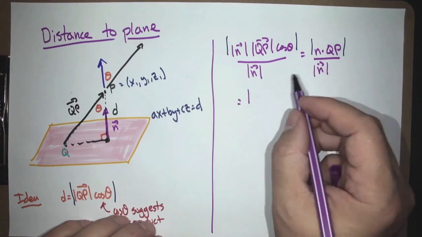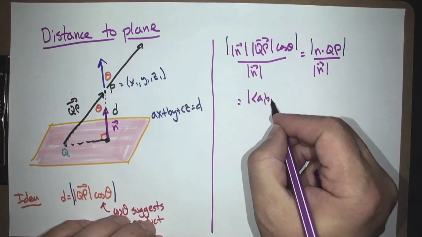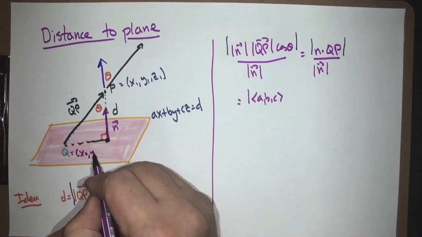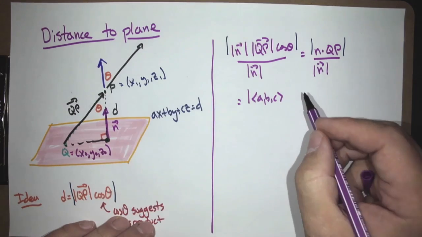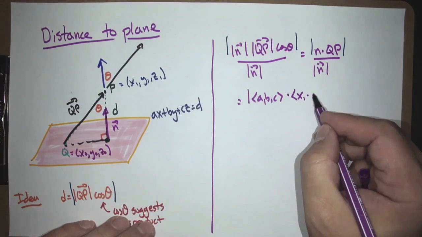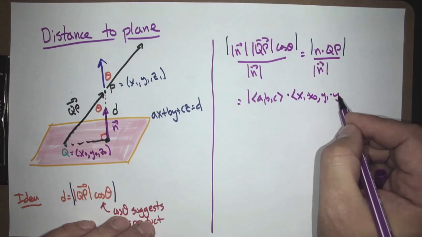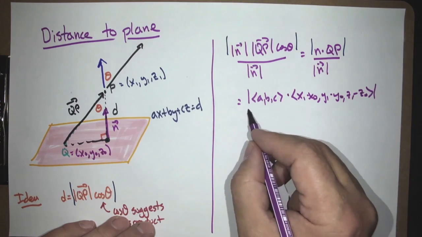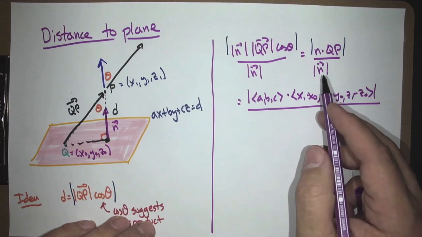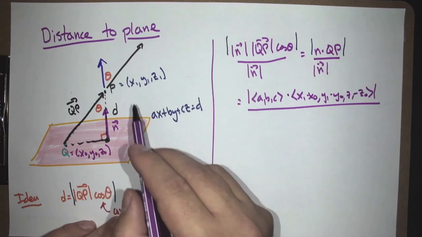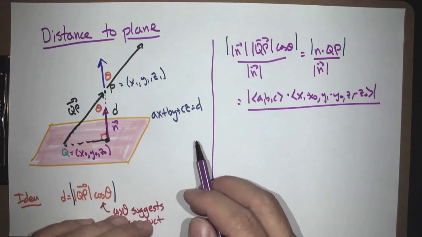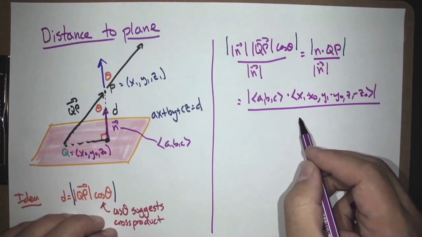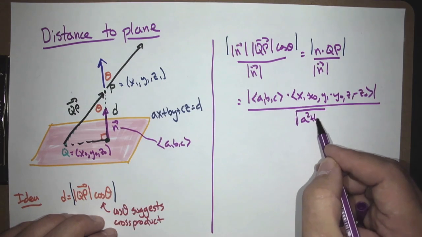Okay. So the normal vector, that's your A, B, C. And I'll call Q x naught, y naught, z naught. It's a point in the plane. So this vector is x1 minus x naught, y1 minus y naught, z1 minus z naught over the magnitude of n. Now, magnitude of n, you can just read it off because you know what n looks like. It's ABC. So that's the square root of a squared plus b squared plus c squared.